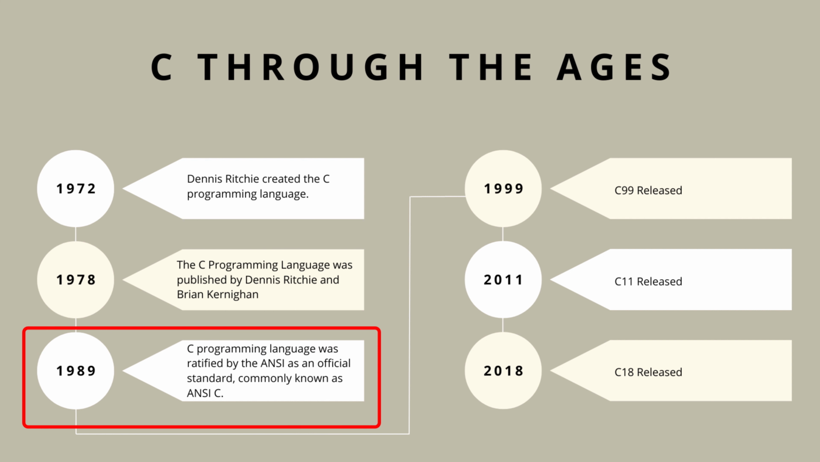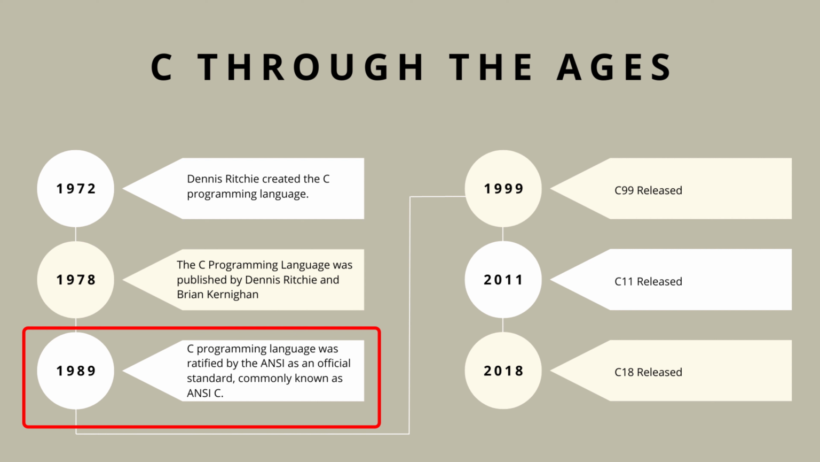In 1989, a version of C was created that was standardized by the American National Standards Institute, and this version became known as ANSI C. This version of C was widely adopted and became a standard for how C should be written and used.